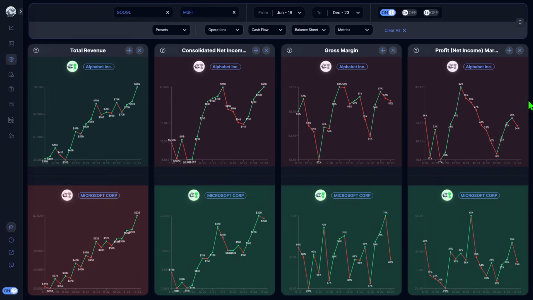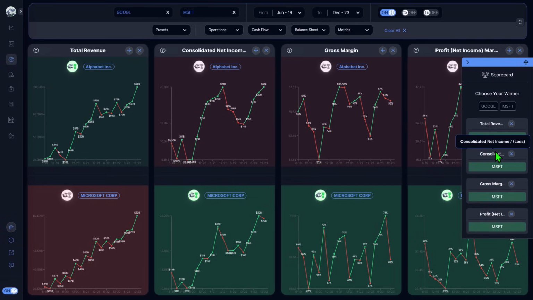There you have it, a comparison of four key fundamental metrics for Google and Microsoft. Who is your winner?